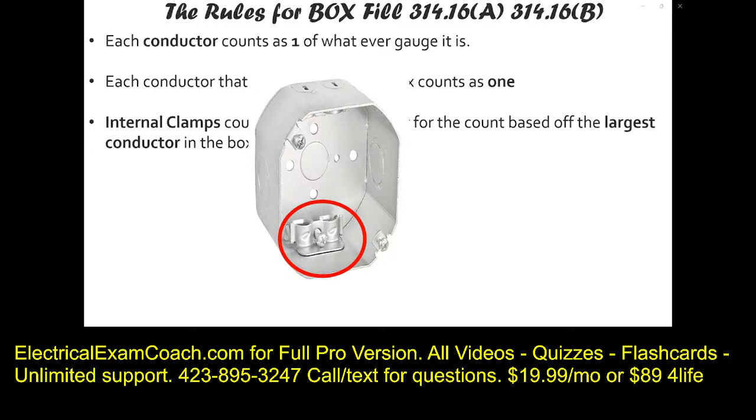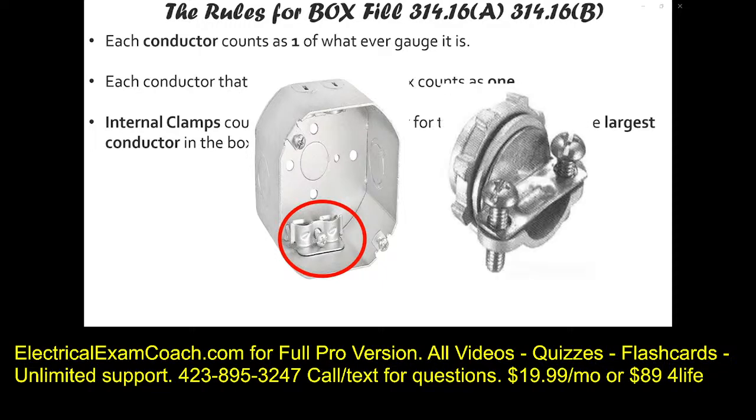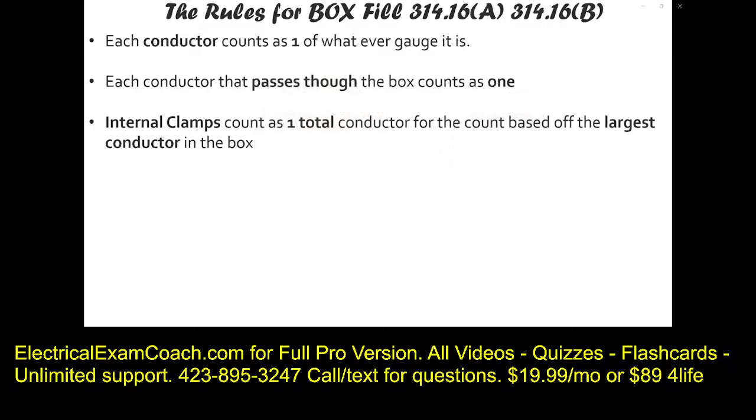What this code is stating is it doesn't matter if I have 1 or 5 of these clamps, we're only going to count it as one, and it's going to be grouped with whatever the largest conductor is in the box. Meaning if I have 12 and 10 gauge conductors inside that box, this internal clamp would count as one 10 gauge conductor. All of the fittings we're going to convert over to conductors, then the conductors we're going to convert over to the cubic inches, and you'll know more of what that means as we go through this lesson. This is an external clamp because the clamping mechanism is on the outside of the box, and we don't have to count those at all for box fill purposes.